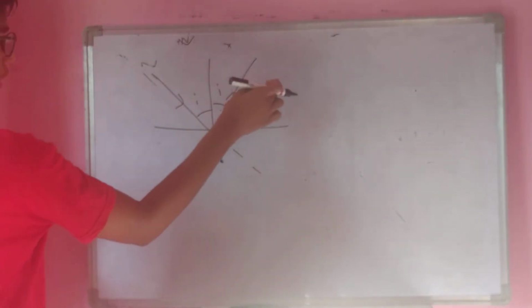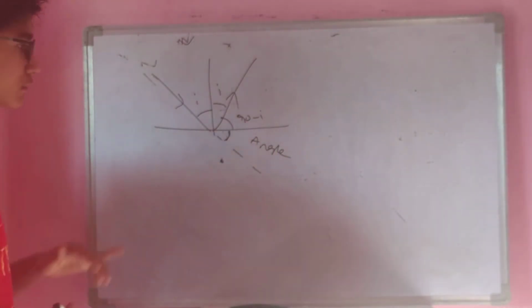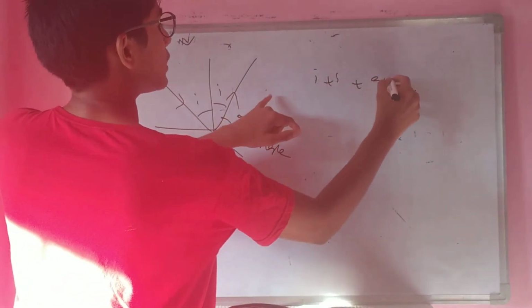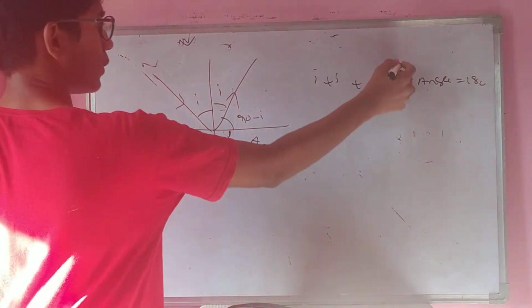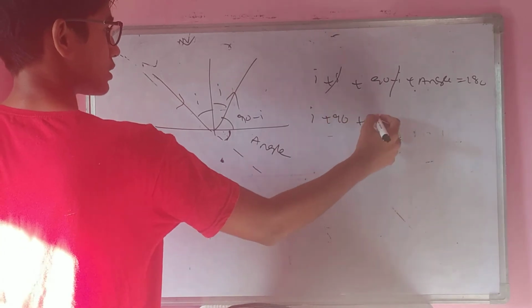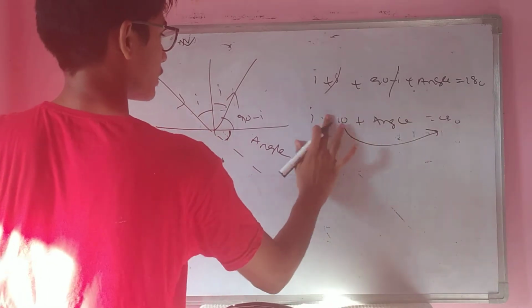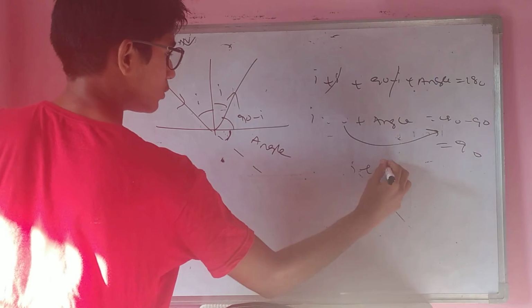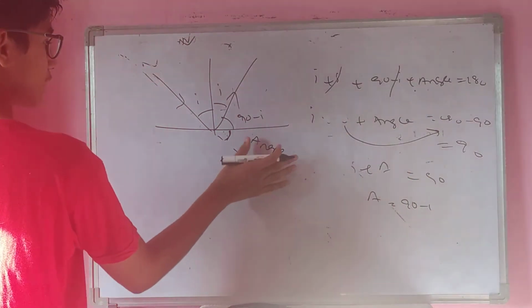I have 90 minus I, and this is also another angle I am considering. Let me name this angle A. I am summing I plus 90 minus I plus this angle equal to 180, no? Now minus I gets cancelled. I plus 90 plus angle equal to 180. Sending this to the right side, 180 minus 90 is 90. I plus angle equal to 90. So angle equals 90 minus I. So we got this angle also as 90 minus I.